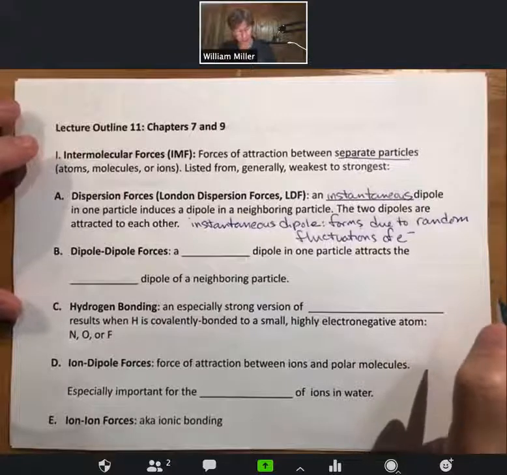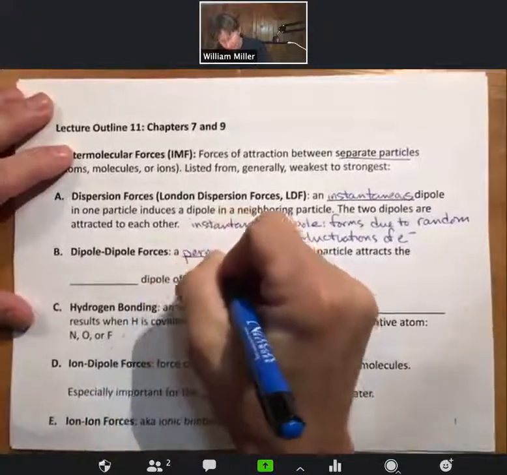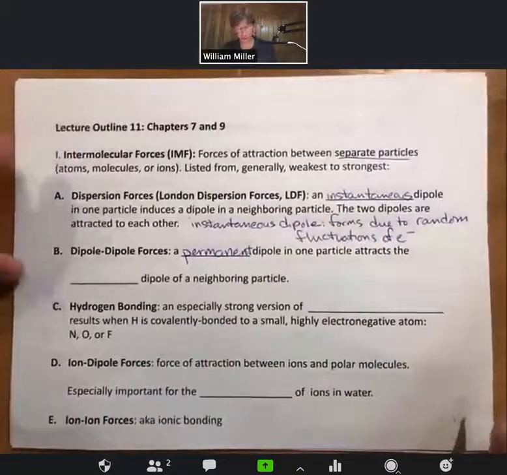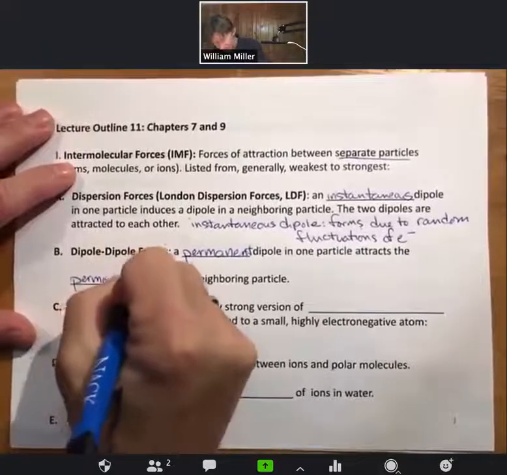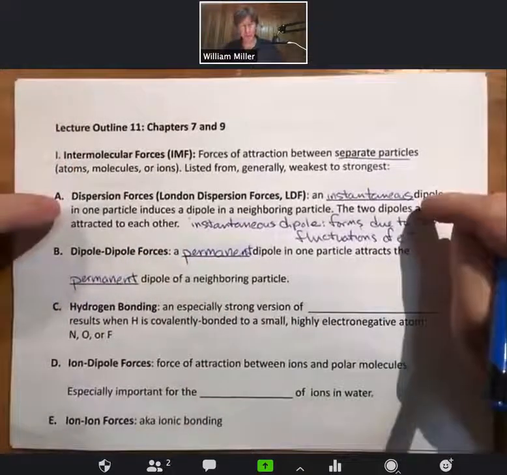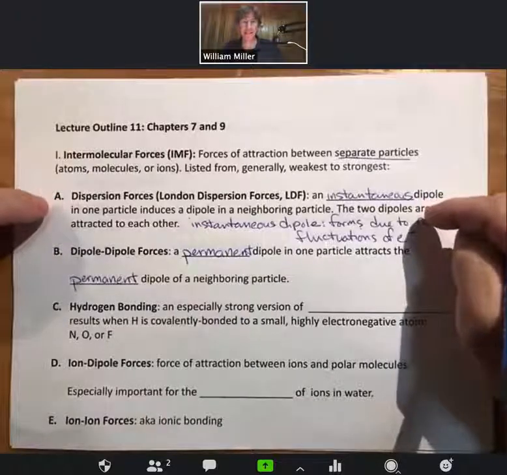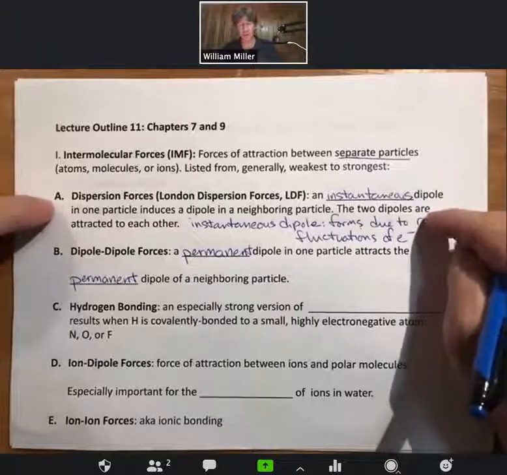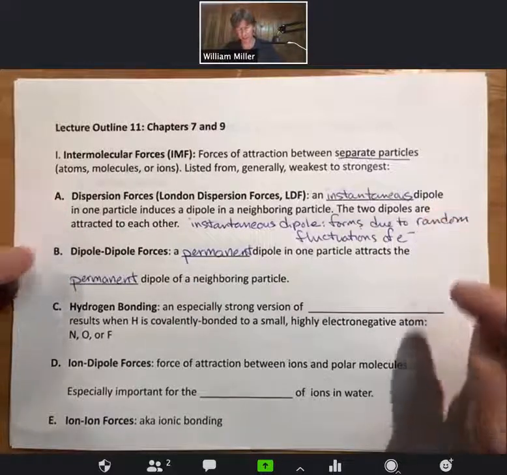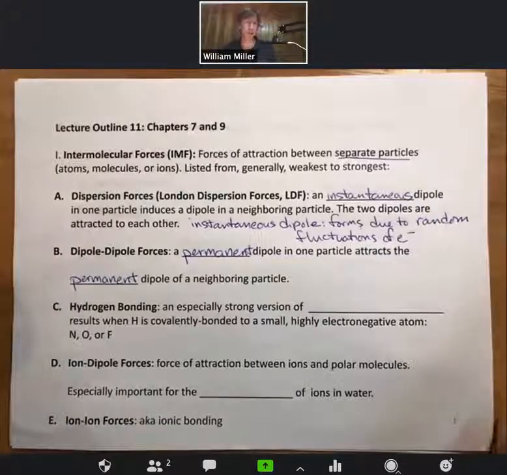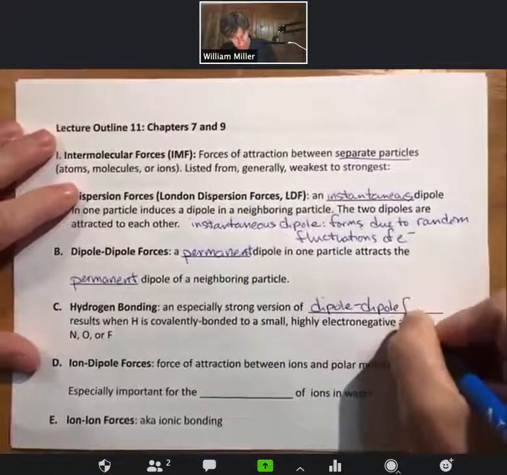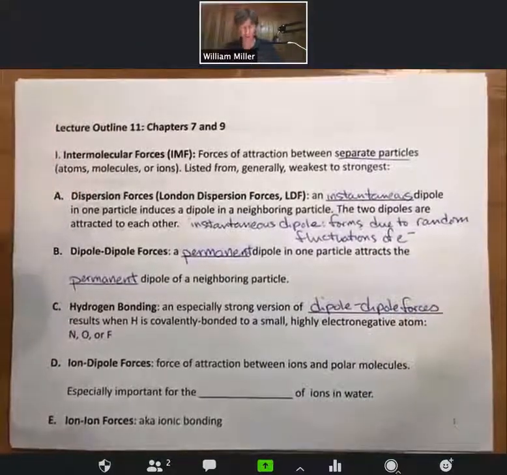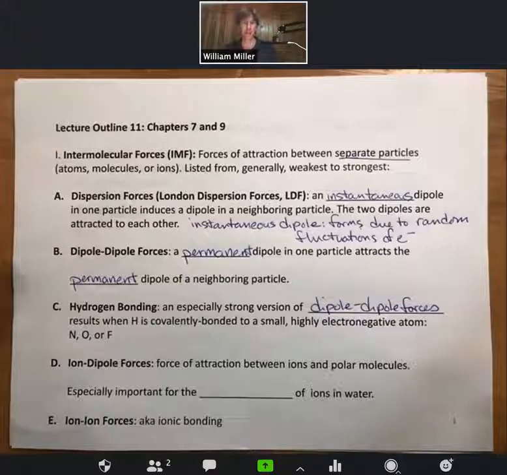Dipole-dipole forces. This is when a permanent dipole in one particle attracts the permanent dipole of a neighboring particle. And so we're going from instantaneous, existing for an instant, to permanent, so that's why dipole-dipole forces are generally larger than dispersion forces, or LDF. Hydrogen bonding is an especially strong version of dipole-dipole forces. And it results when hydrogen is covalently bonded to a small, highly electronegative atom, such as nitrogen, oxygen, or fluorine.